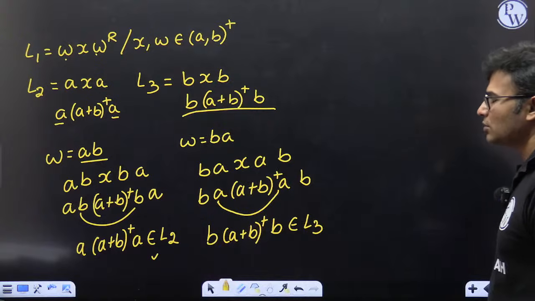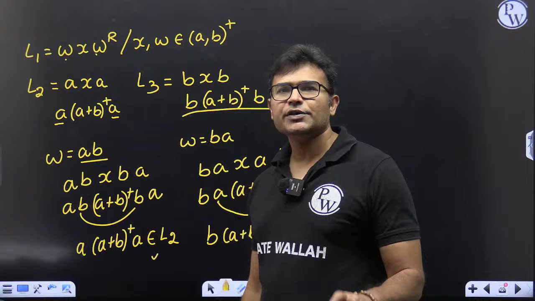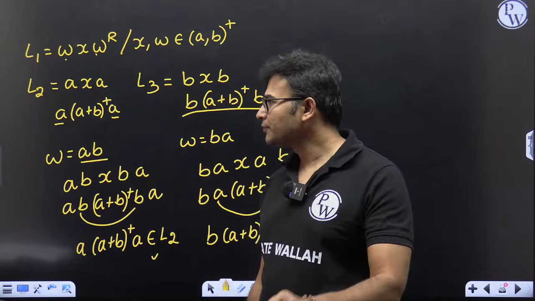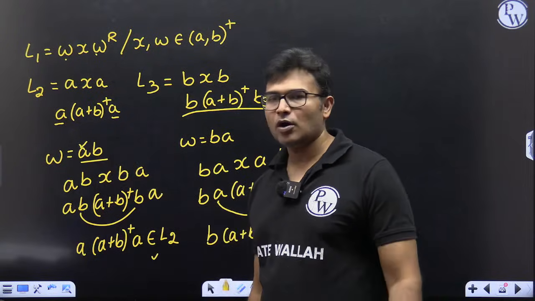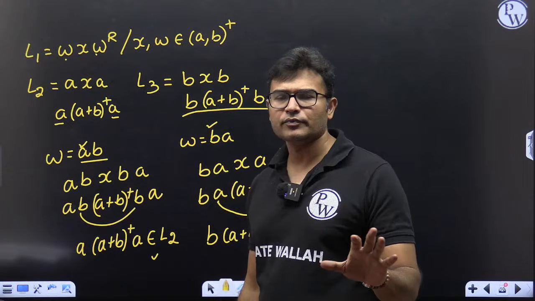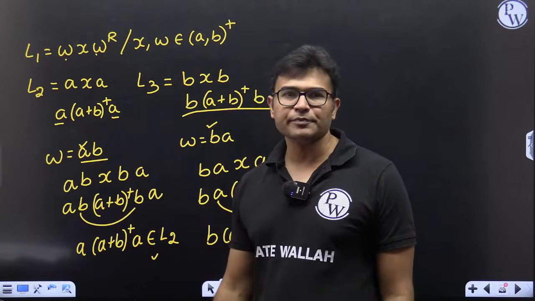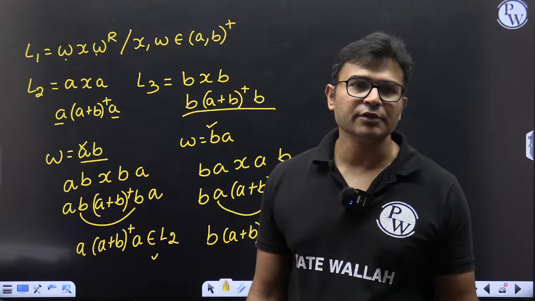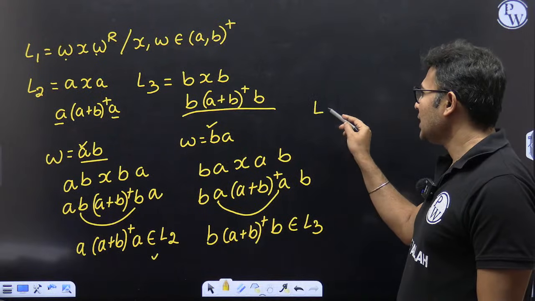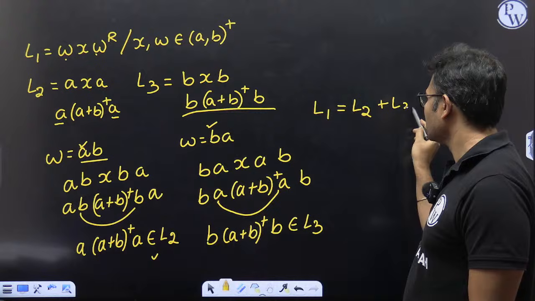So this belongs to L3, BA plus B plus B. Now what we have proved is, you take any string for W, either it will belong to L2 or it will belong to L3. If it is starting with A, it will belong to L2. If it is starting with B, it will belong to L3. Therefore, we can say that the language L1 is equal to L2 plus L3, right?